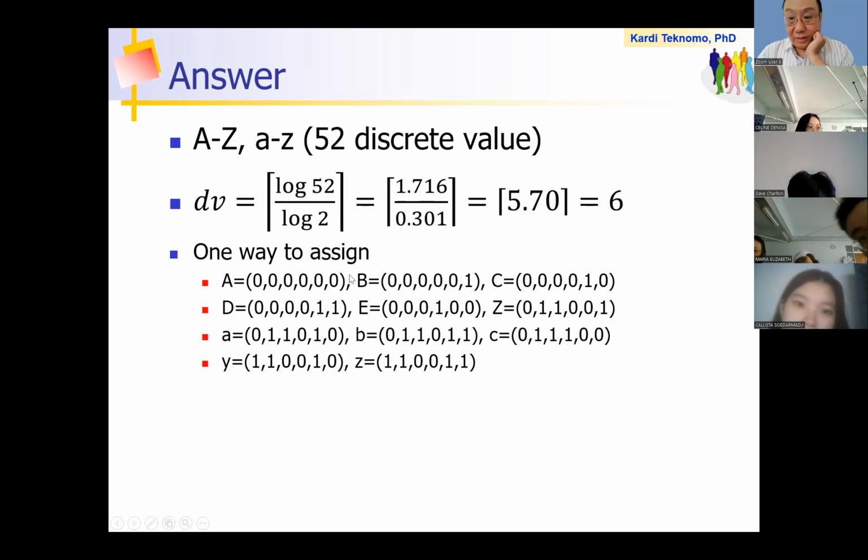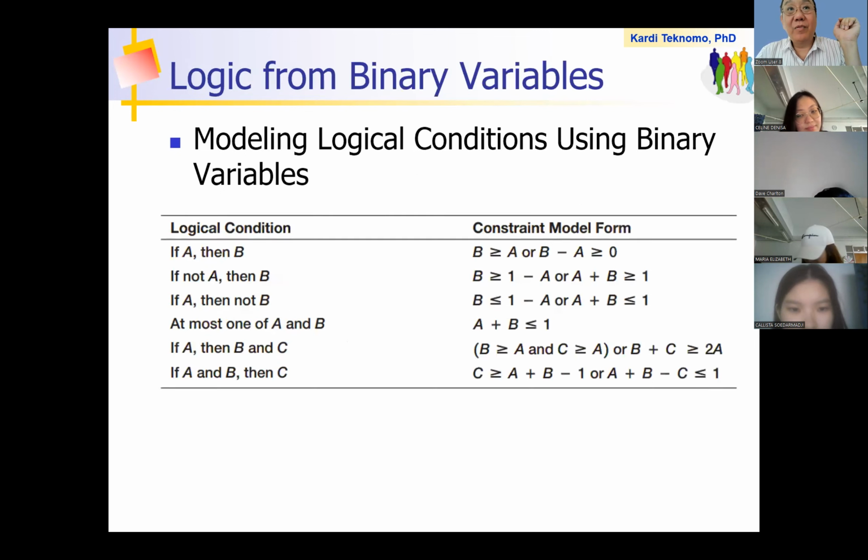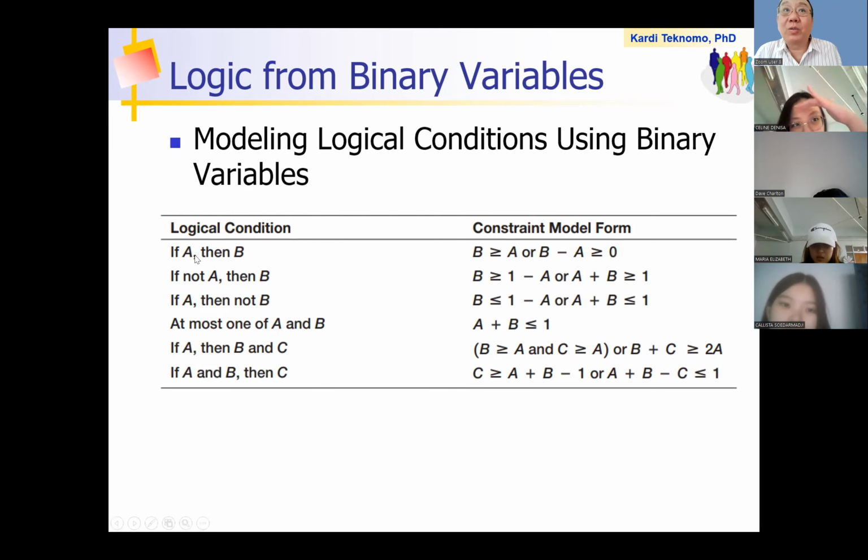Is this clear or not? Okay, so this is a trick to create binary variables if you have many values. You can also use a trick if you want to create logic in your constraints. Then you can also use binary variables. So this is the table that you can use.